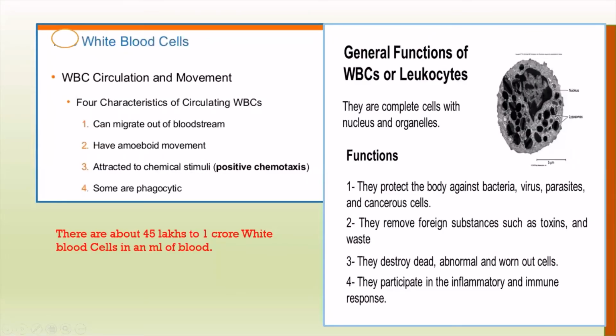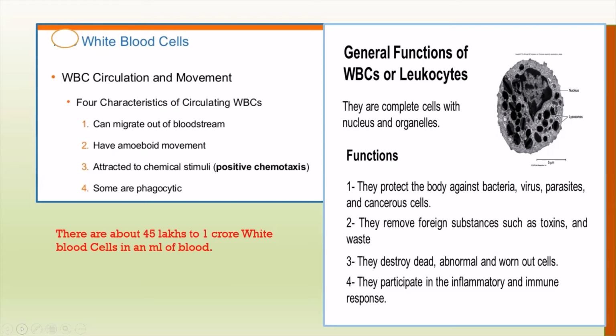Now let us come to WBCs or white blood cells. The white blood cells aren't exactly white as you might have thought. They are actually a little colorless. There are about 45 lakhs to 1 crore white blood cells in an ml of blood. Even though it is lesser compared to RBCs, still the number is high. The white blood cells are also known as leukocytes.